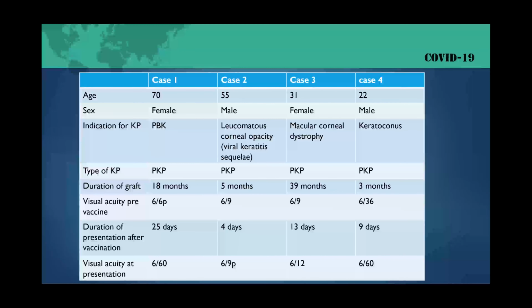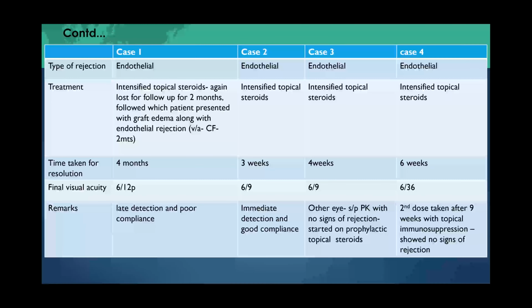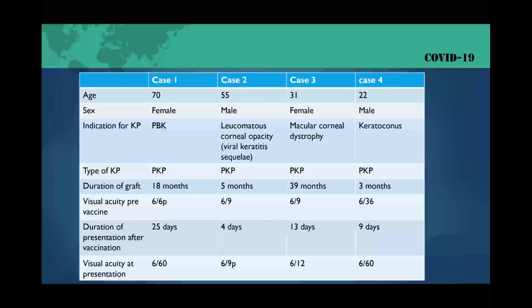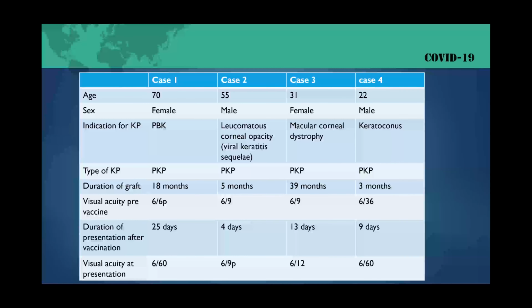His vision was 6/9 and he presented 4 days following the vaccination and immediately following the initial symptoms, with visual acuity at presentation of 6/9 partial. And again, we put him only on topical intensive steroids, and he resolved within 3 weeks with the pre-vaccine visual acuity of 6/9.